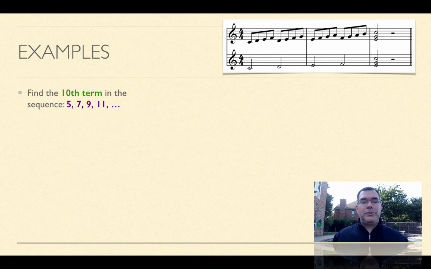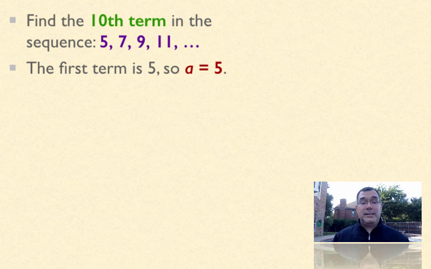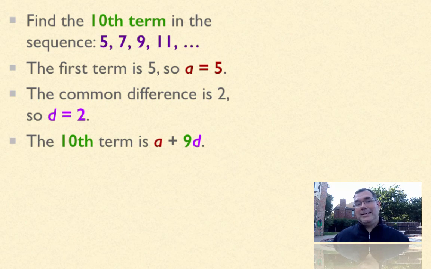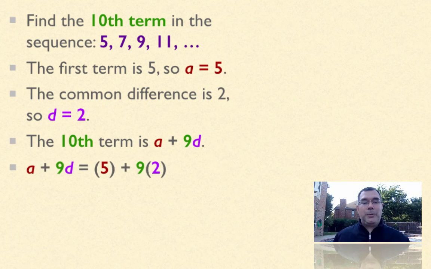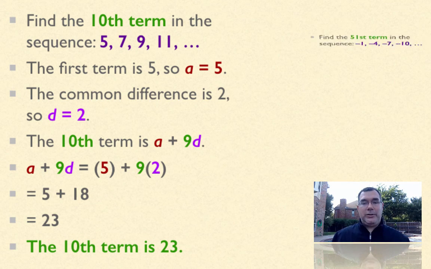All right, here's some examples. If I wanted to find the 10th term of the sequence 5, 7, 9, and 11, I need to know what the first term is. That's 5, and I need to know what the common difference is. That looks like it is 2. So since I want the 10th term, I need to figure out what A plus 9 times D is. Okay, so replace A with 5, replace D with 2, and I get 5 plus 9 times 2. Order of operations means I do the 9 times 2 first, so 5 plus 18 is 23. So the 10th term is going to be 23.